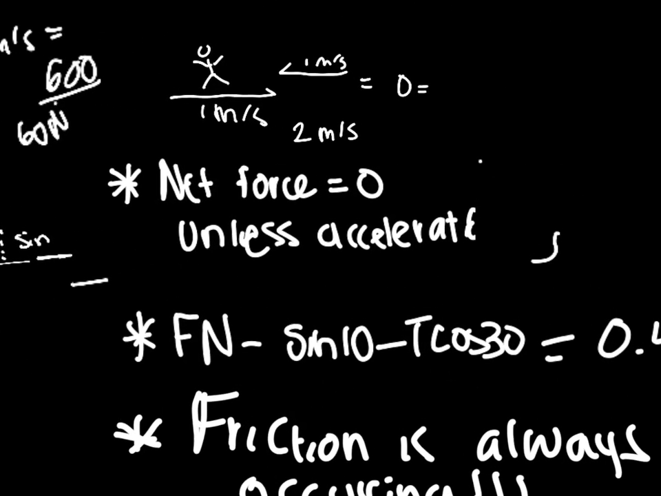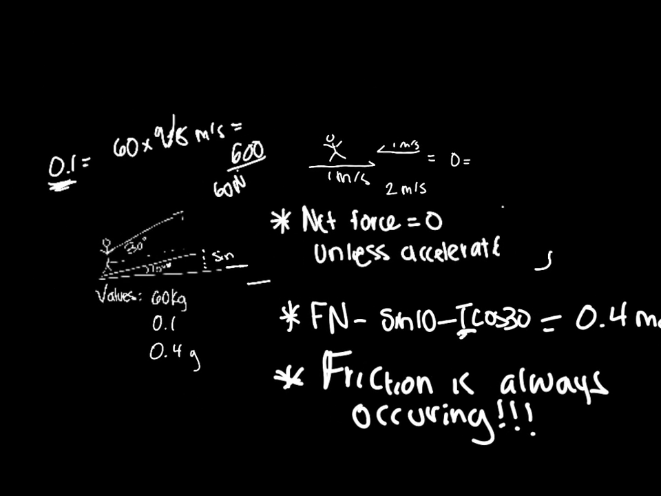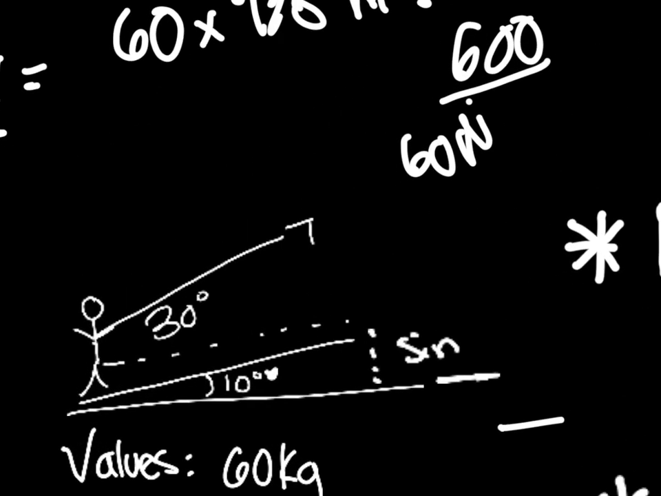And then T cosine of 30, this T stands for tension. And cosine of 30 is us simply trying to find, you see this angle right here? 30? We're not trying to find this. This is the hypotenuse. We're trying to find the rope component, which is actually here. And to get that, we have to do cosine.